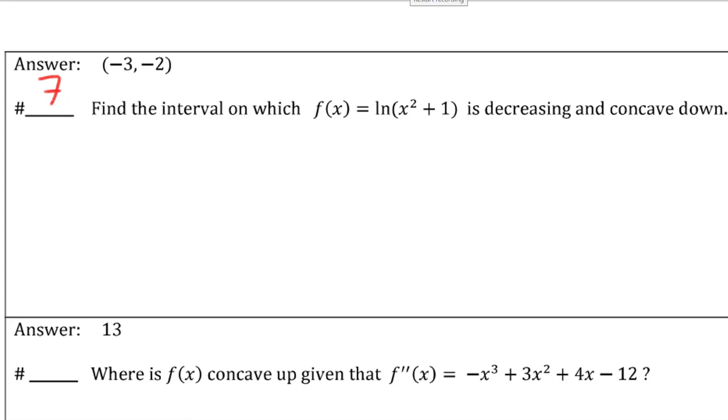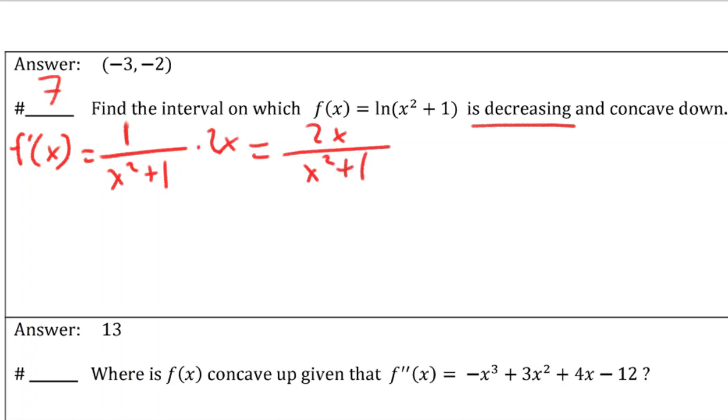Okay, on what intervals is this decreasing and concave down? So this is kind of a 2-for-1. To know where it's decreasing, I would figure out where it's changing directions or might be changing directions, critical numbers. So you have to take the derivative. Don't forget chain rule.